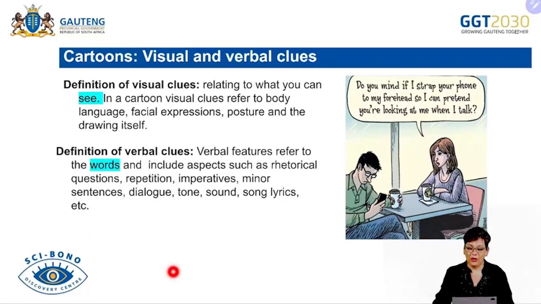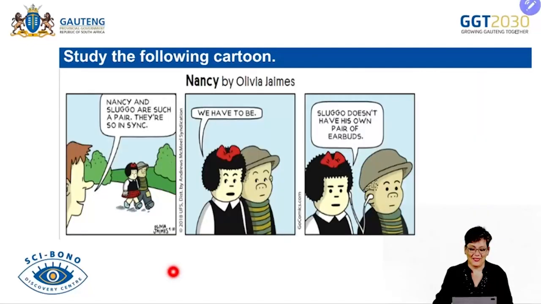Now, your verbal clues are all the words. Look at rhetorical questions, repetitions, dialogue, sound, anything that has to do with words. Those are your verbal clues. Make sure you understand those two concepts. So I've got a cartoon for you.